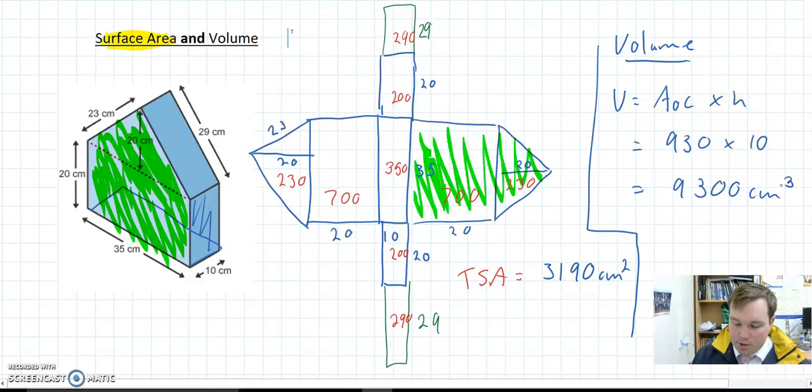And note, it is possible to have a volume that's smaller than the surface area. If this thing here was only 1 in height, then its volume would be smaller than the surface area. So don't freak out if you see that.